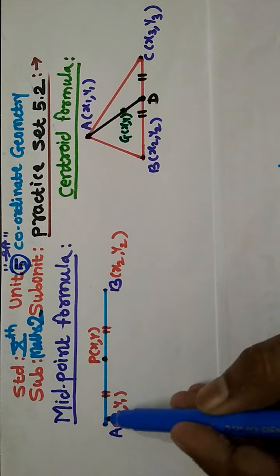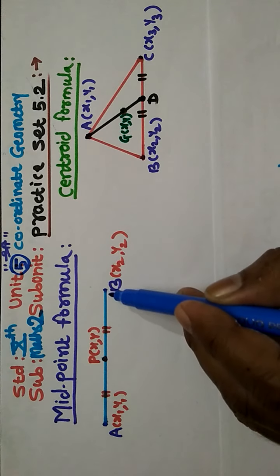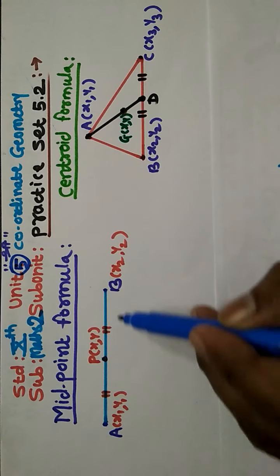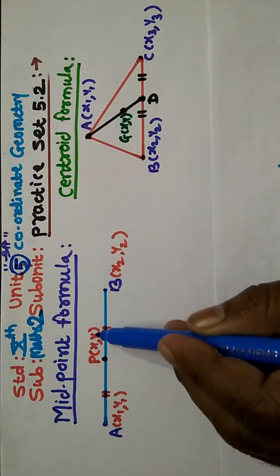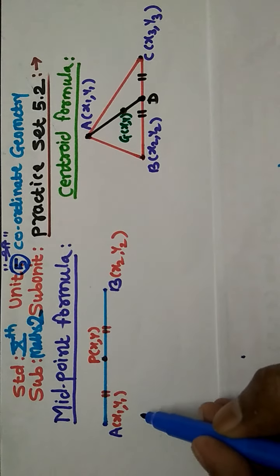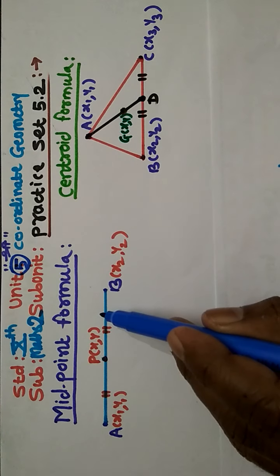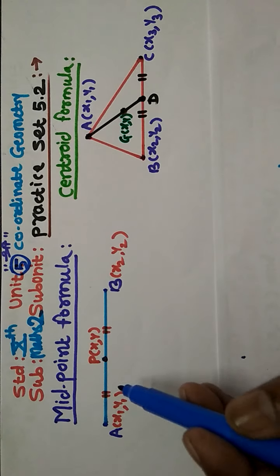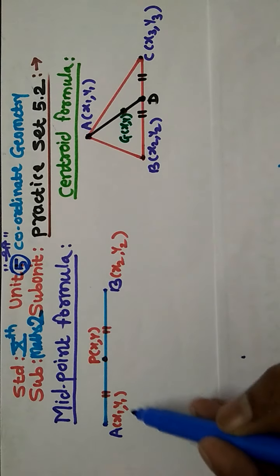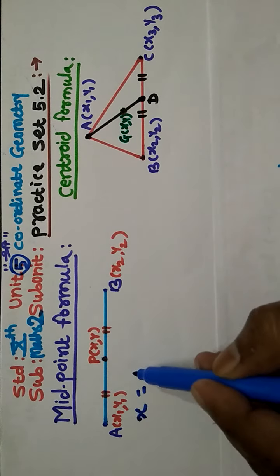See here, if P lies on AB such that AP is equal to PB, means P is the midpoint of AB, A has coordinates x1, y1 and B has coordinates x2, y2, then we can find the coordinates of x and y by using the midpoint formula. How can we find it? See here, in the section formula, if these are congruent then the ratio is 1:1. By substituting m equal to 1 and n equal to 1 in the section formula we get the midpoint formula. Means by the midpoint formula we find the coordinates of P, x is equal to the sum of the x coordinates of A and B, means x1 plus x2 divided by 2.